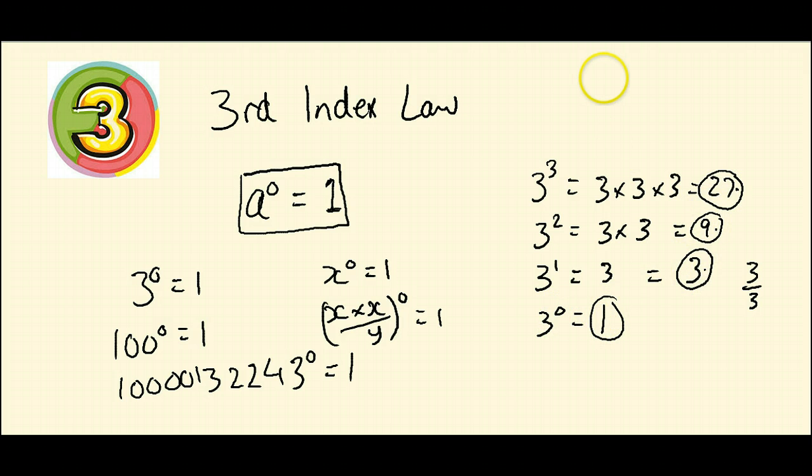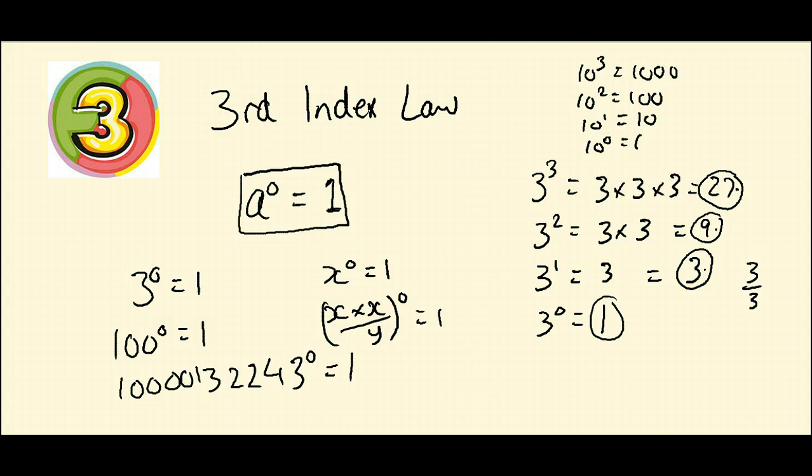And that pattern is going to be true for whatever the base is. If it was 10 to the power of 3, that would be 1,000. 10 to the power of 2 would be 100. 10 to the power of 1 would be 10. And 10 to the power of 0, if we're going to continue dividing by 10, it's got to be 1. Following that pattern, you always end up with anything to the power of 0 equals 1.